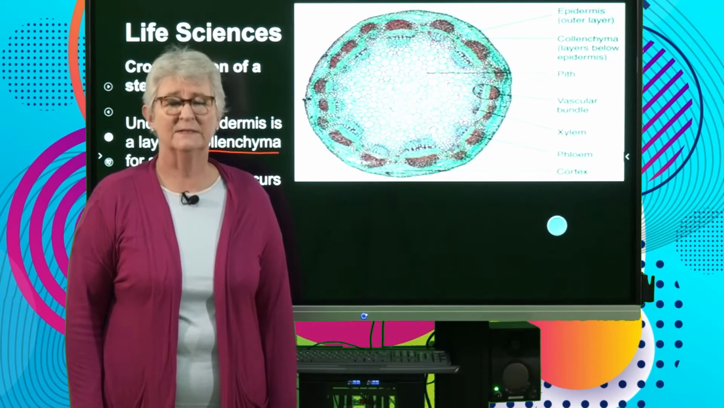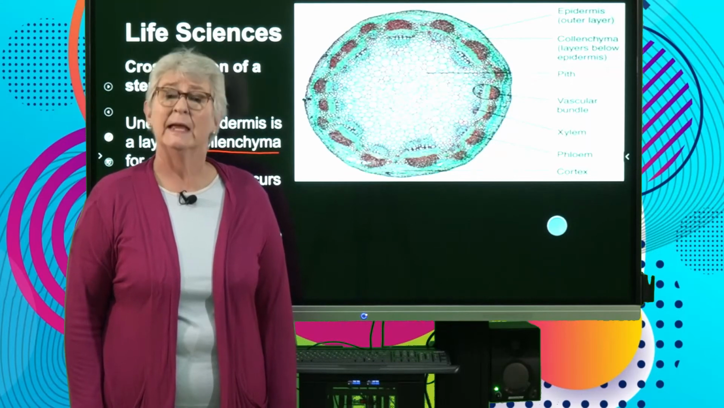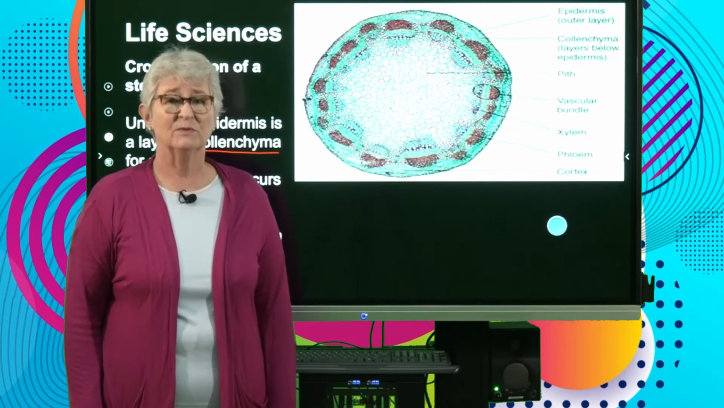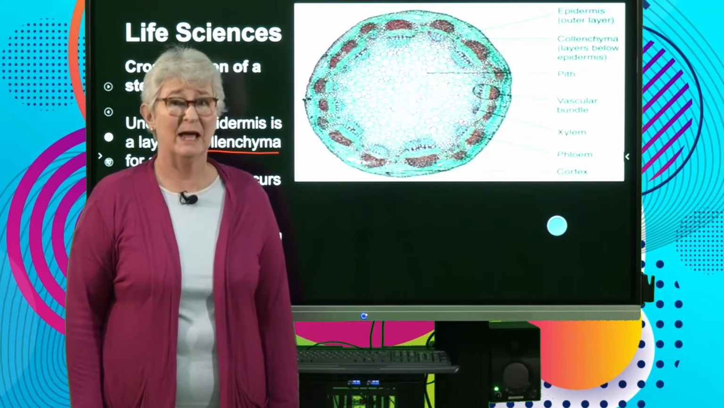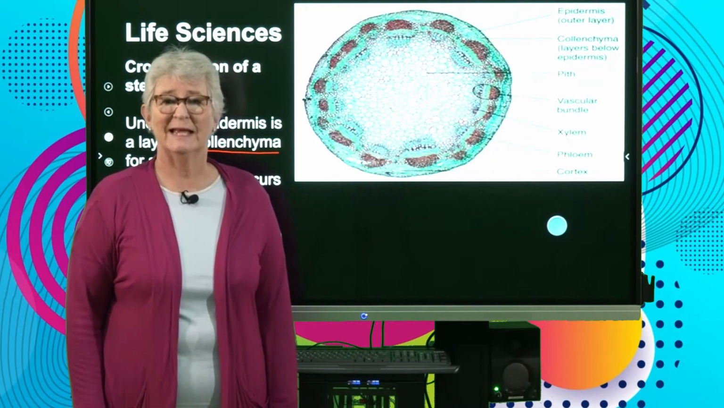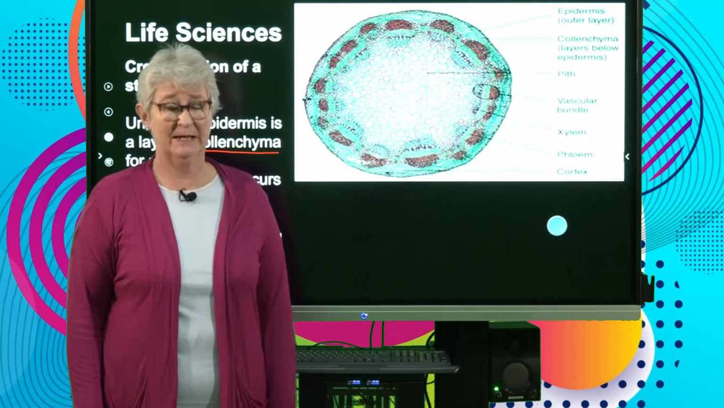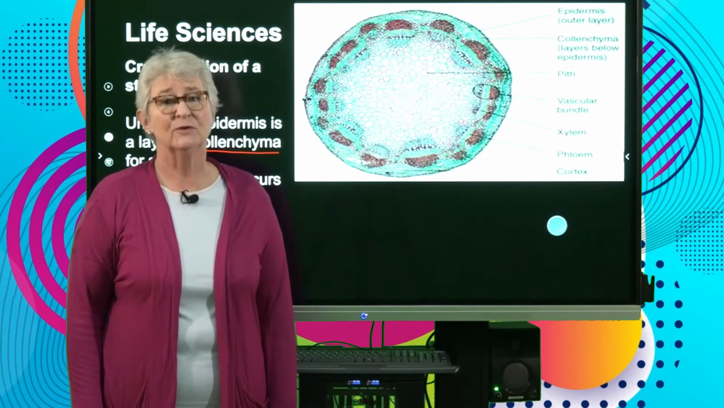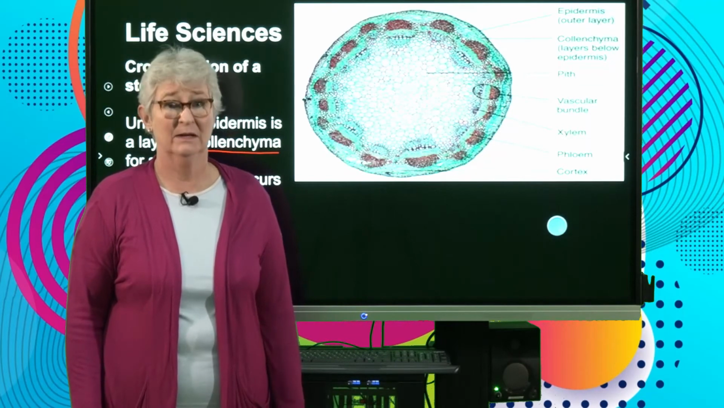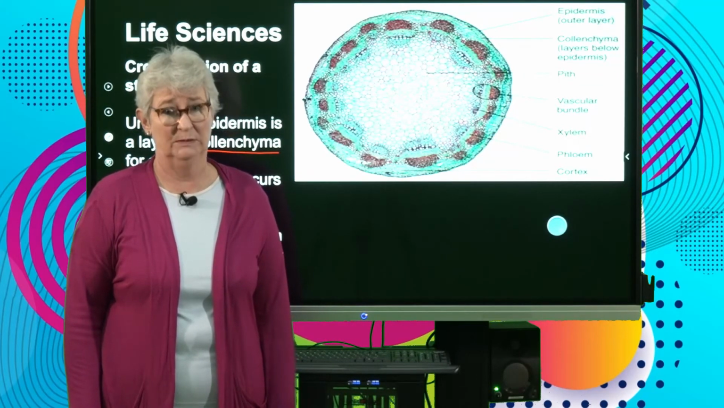I know it's very confusing looking at all these cells everywhere. So what we're going to do now is we're going to look at a simpler diagram which simply shows us where the different types of tissues are found, and hopefully that will make it a bit easier for you to understand the pattern we find in the stem of a plant.